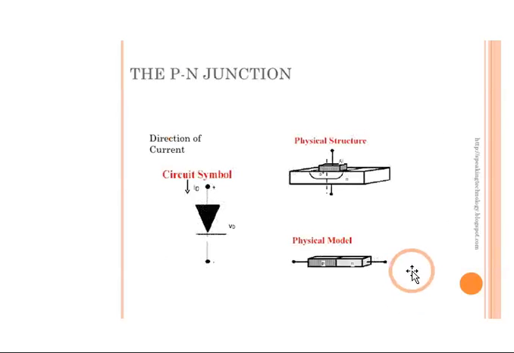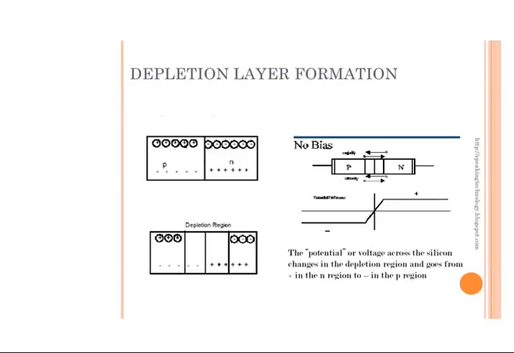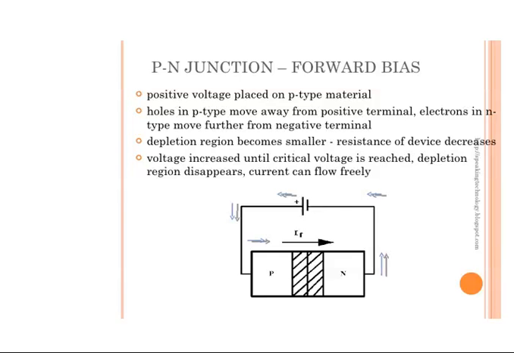Now you can see the circuit symbol of the PN junction. Normally there are two terminals: one is the cathode, one is the anode. Here you can see the depletion layer formation. Now there are basically two types of this PN junction diode: one is the forward bias junction and one is the reverse bias junction.